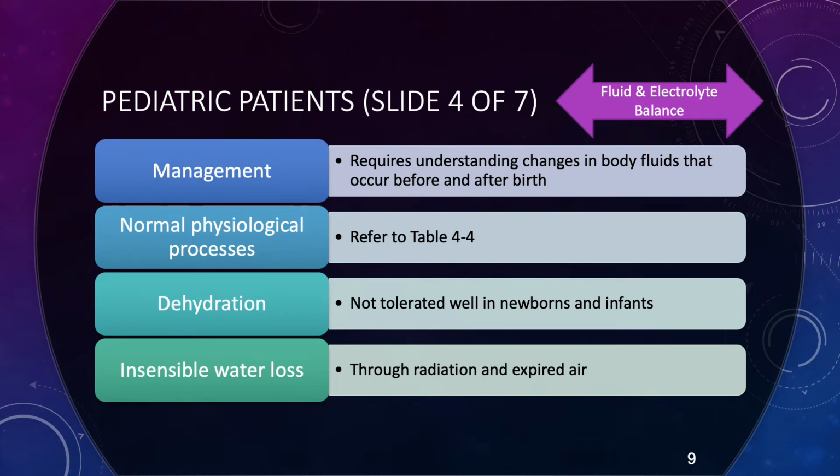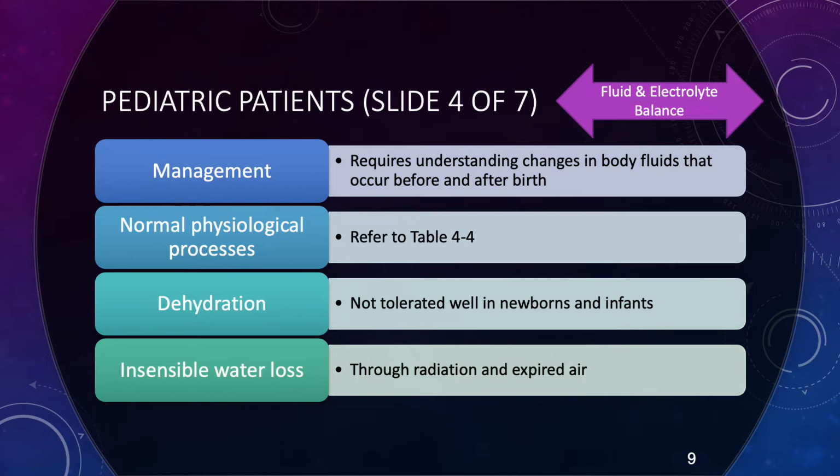It'll help us to better understand the management of fluid and electrolyte balance of the neonate and infant if we know how body fluids change before and after birth. So when a baby is born, about 78% of its body is water. Also, 45% of that water is what we call extracellular. So that means it's in between the cells. It's in the tissue. All right?